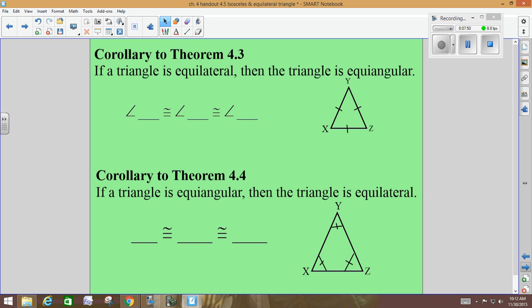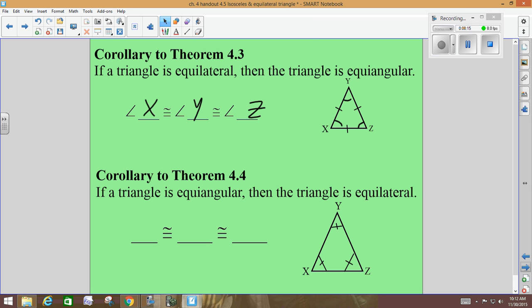Yeah, so we could reword that and say if a triangle has 3 congruent sides, it must also have 3 congruent angles. Okay? So they're saying since these segments are congruent, then the angles must be congruent. So angle X is congruent to angle Y, which is congruent to angle Z. If a triangle is equilateral, it's equiangular. If a triangle has 3 congruent sides, it has 3 congruent angles.